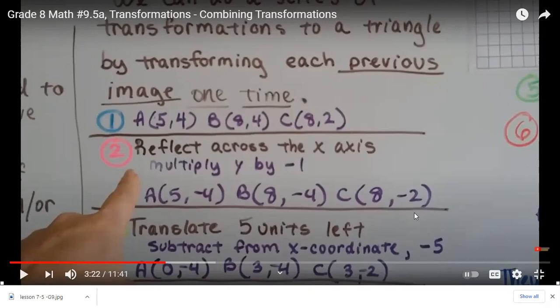Quickly plot the points for triangle 2: 5 and -4, 8 and -4, 8 and -2, and then write triangle 2. Who's finished? Miss, 1 minute. Now we have triangle 1 and we have triangle 2.